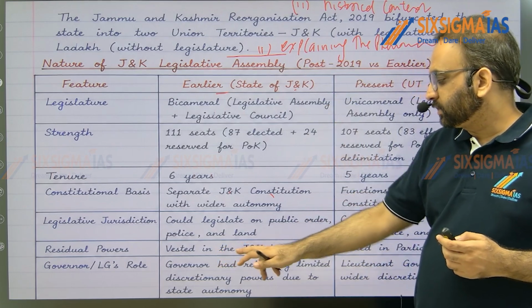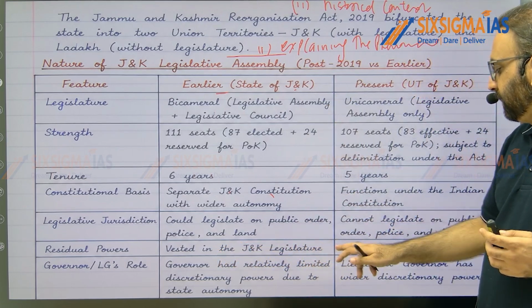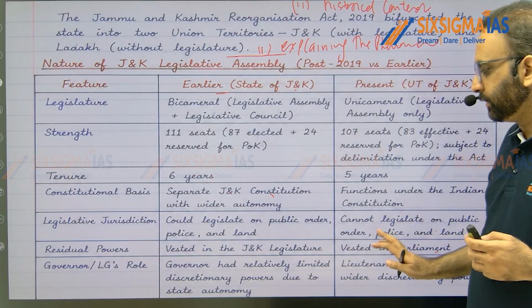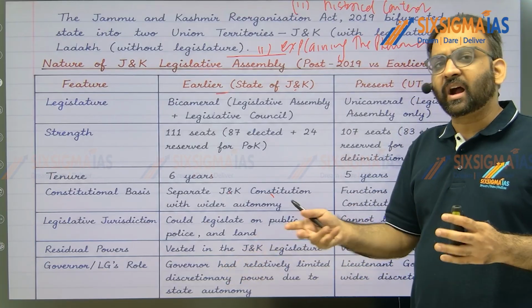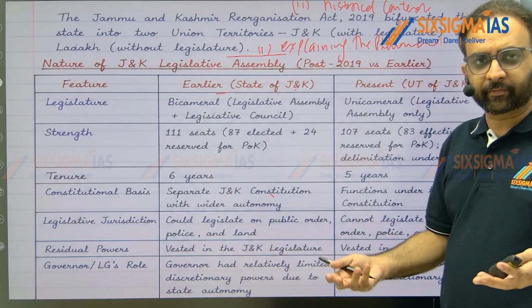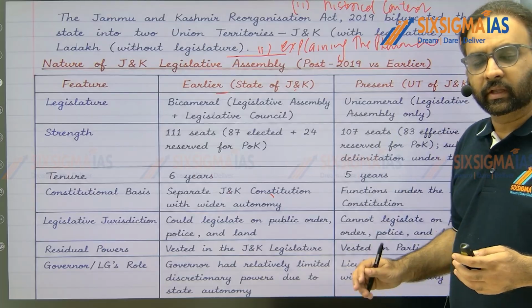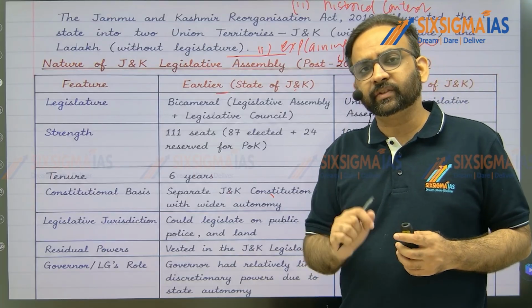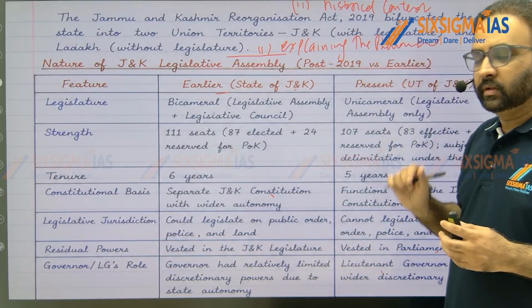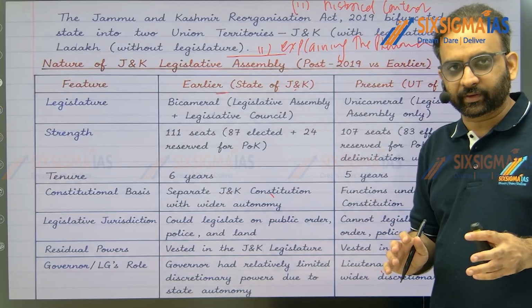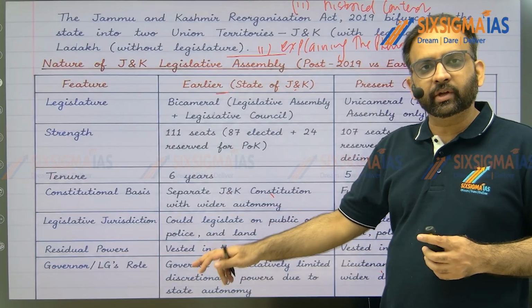Then residuary powers were in the Jammu Kashmir Legislative Assembly. Now it's with Parliament. Then the Governor: a Governor can't reserve any bill freely, but now the Lieutenant Governor can reserve the bill for the President's consideration easily under the 2019 Reorganization Act. Why am I writing about the Lieutenant Governor?